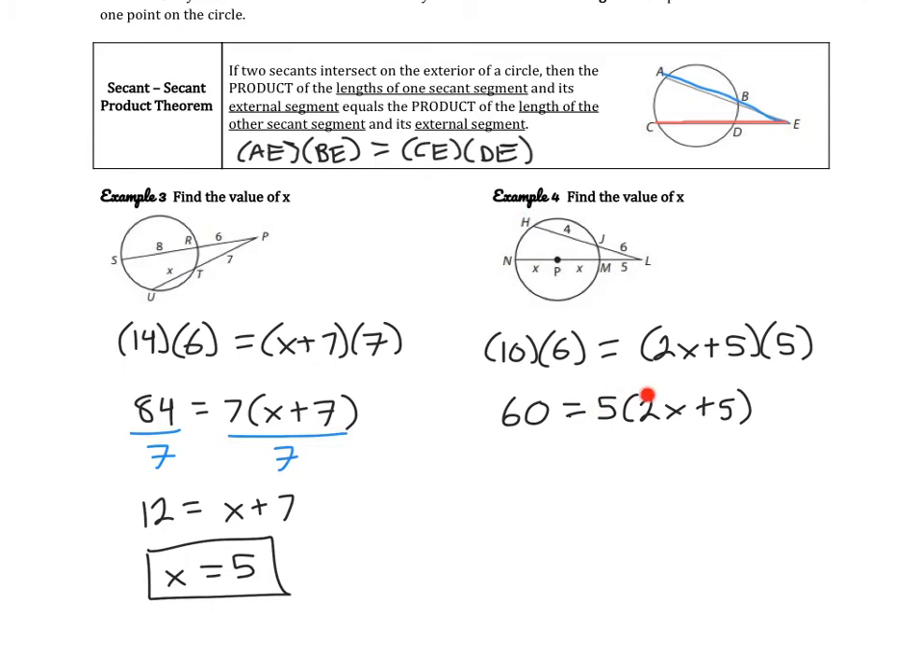And again, we could absolutely distribute the 5 to the 2x and the 5, but since we notice that both sides are actually divisible by 5, we can just divide by 5 from the get-go, and we get 12 equals 2x plus 5, and then we can subtract 5, so 7 equals 2x, x equals 7 halves, or 3.5.